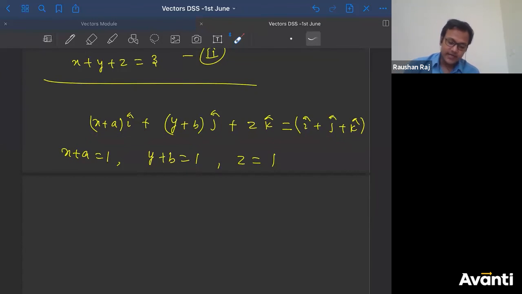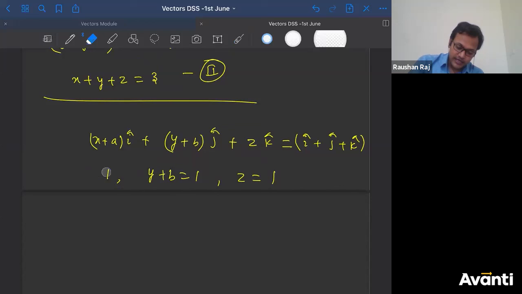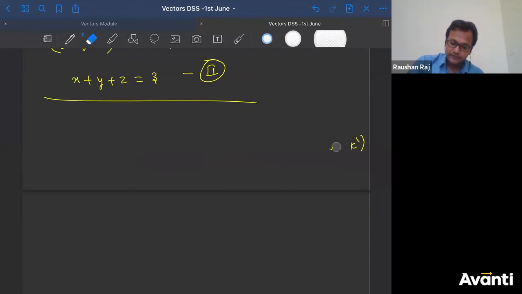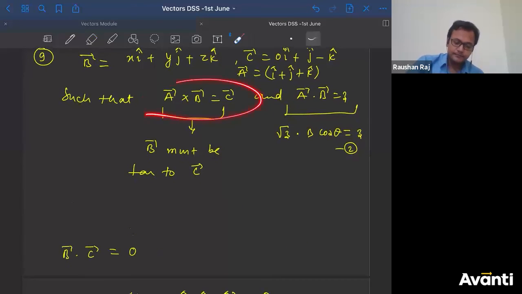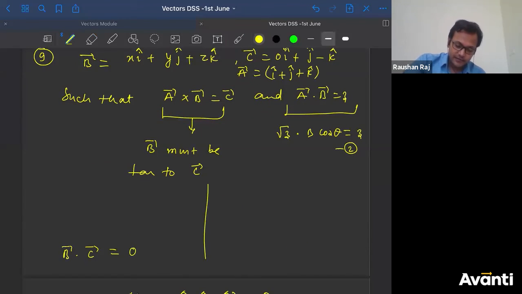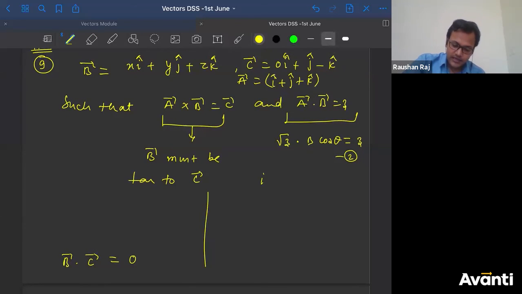That means they will be satisfied if this is what you are writing as an equation. Got it, guys? Why did I teach you this? The reason is very simple, because when you are going to find A cross B, let me find it. To find A cross B, write i cap, j cap, k cap. A is nothing but 1, 1, 1. B is x, y, z.